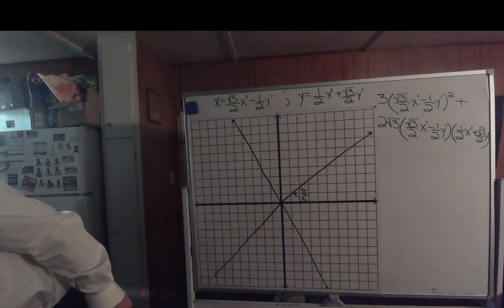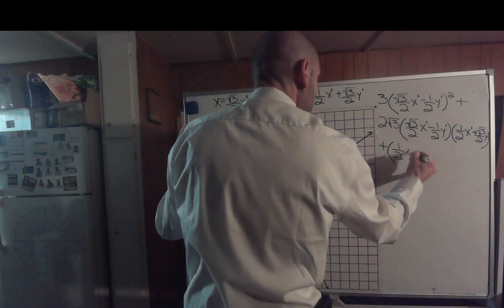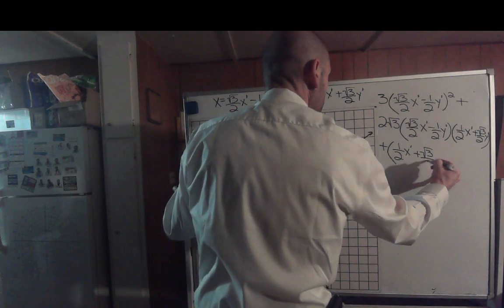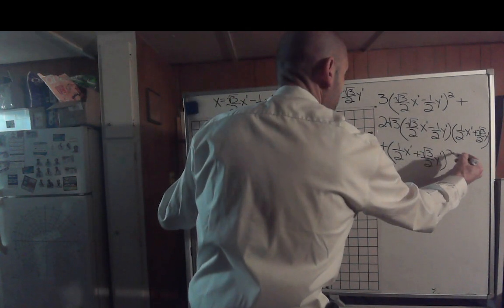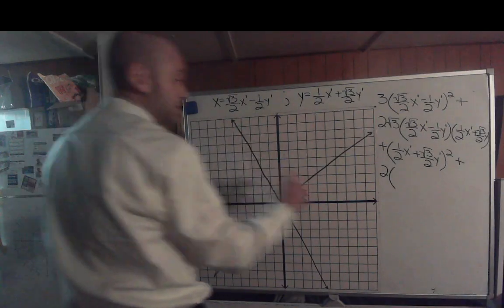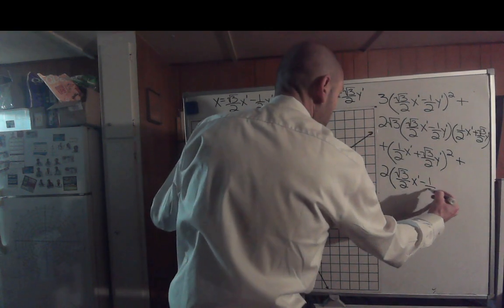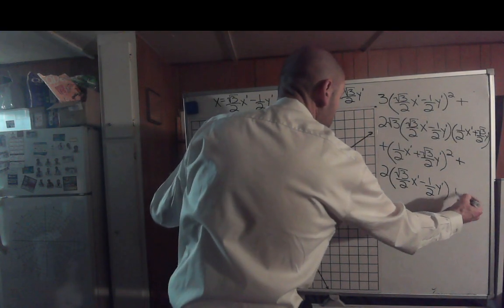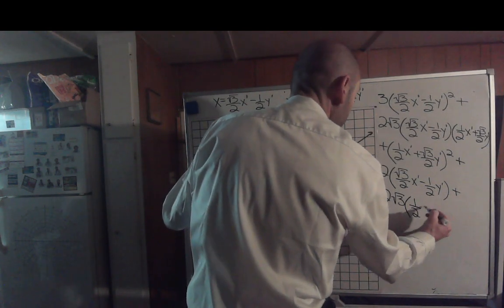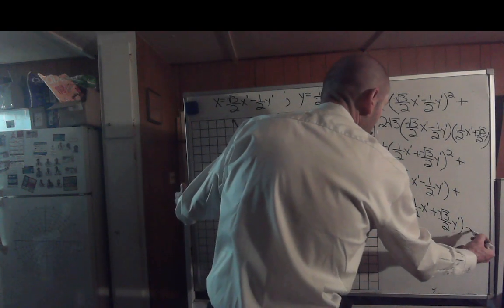What's next? Plus the y squared. Well, the y was 1/2 x prime plus square root of 3 over 2 y prime squared, plus 2 times this value of x, so that'd be the square root of 3 over 2 x prime minus 1/2 y prime, plus 2 times the square root of 3 times my y, which is 1/2 x prime plus square root of 3 over 2 y prime. All that is equal to 0.